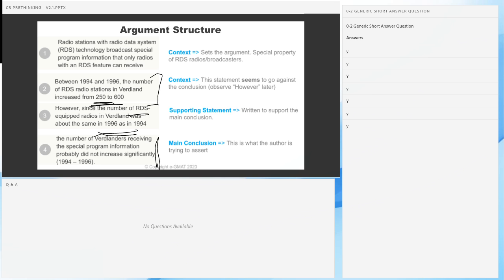Statement number one is a really important statement. It sets the context. It says, hey, if you want to receive that special program information, you need to have a transmitting station which has that technology also, and you also need a radio that also has this technology. In other words, that's very, very similar to cell phones. If you want to receive 5G, you need to have a 5G phone, and you also need to be in the range of a 5G tower.